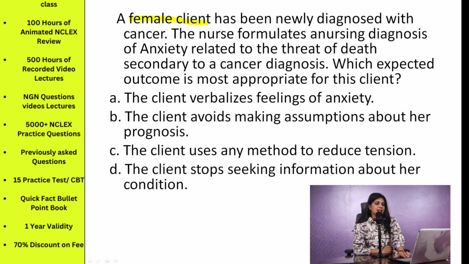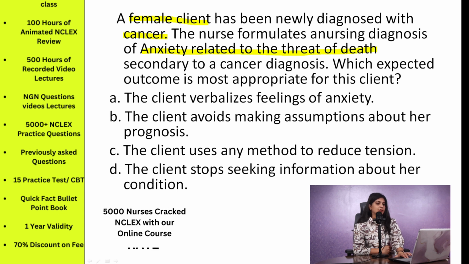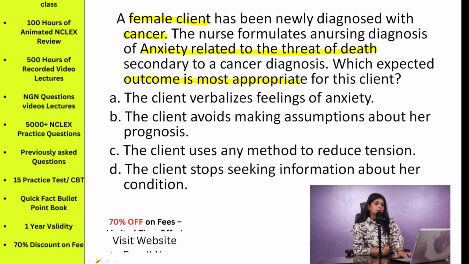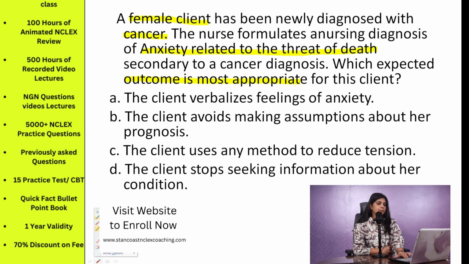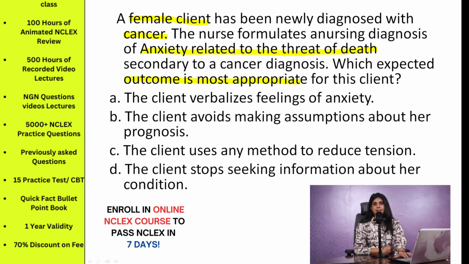A female client has been newly diagnosed with cancer. The nurse formulates a nursing diagnosis of anxiety related to the threat of death secondary to a cancer diagnosis. Which expected outcome is most appropriate for this client? A. The client verbalizes feelings of anxiety. B. The client avoids making assumptions about her prognosis. C. The client uses any method to reduce tension. D. The client stops seeking information about her condition.